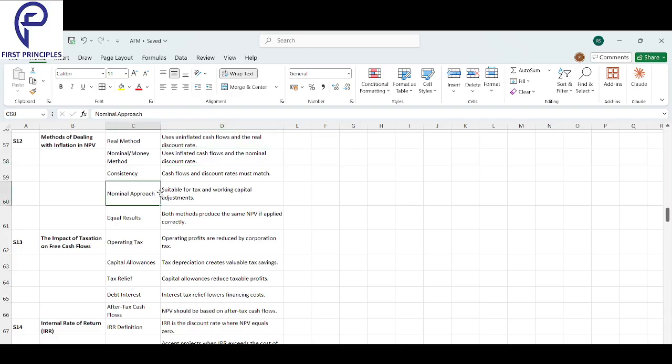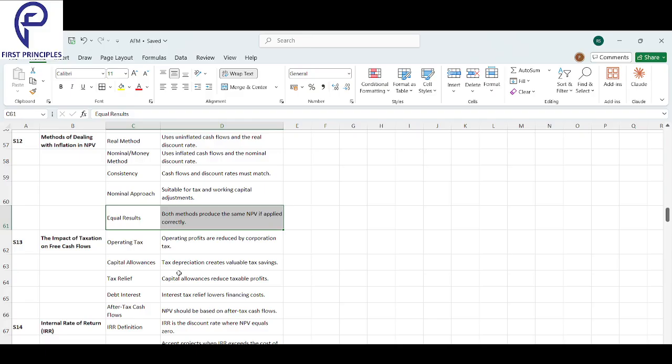The nominal approach is best for tax and working capital. So whenever you have tax and working capital in your sums, always go for the nominal approach. Both methods produce the same NPV if applied correctly. If you apply them correctly, you will ultimately realize that both methods produce the same NPV.